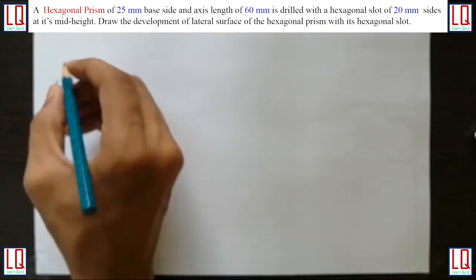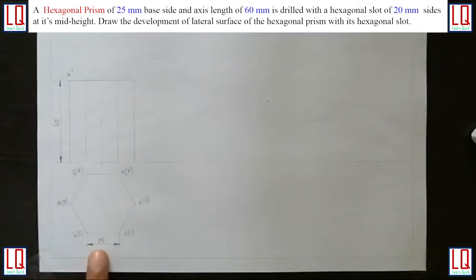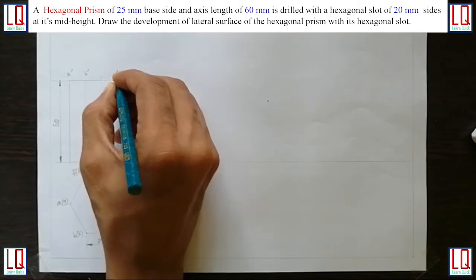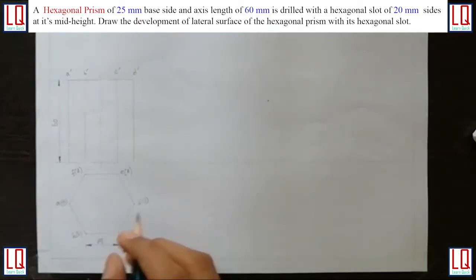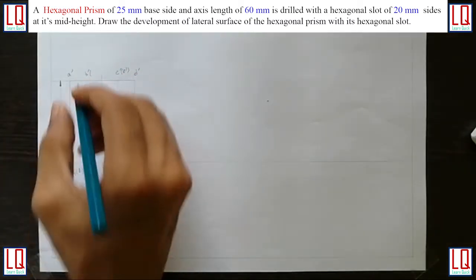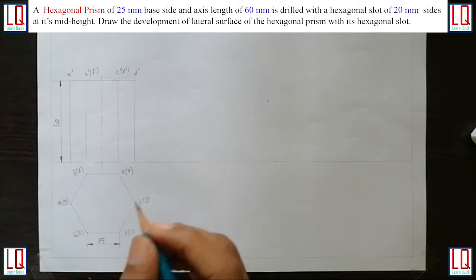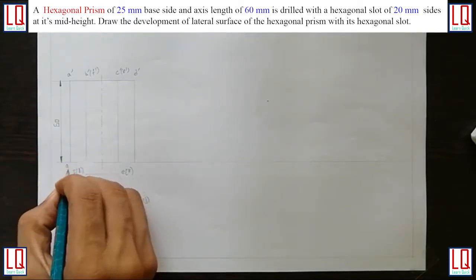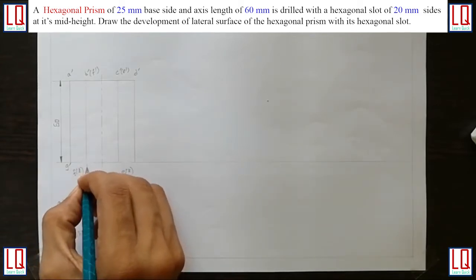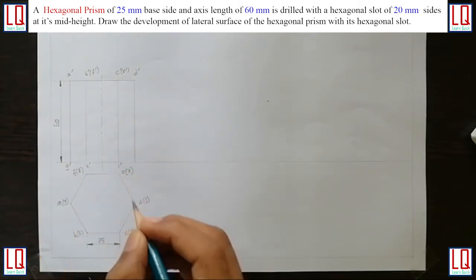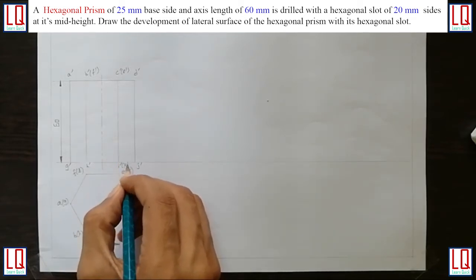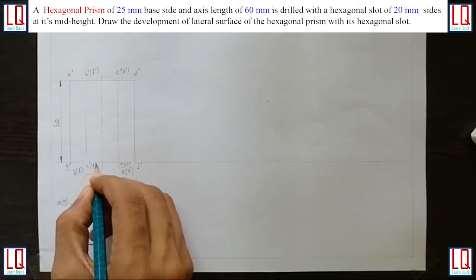For the top hexagon we will mark A dash. When you see from the front view, A, B, C, D are visible, so A dash, B dash, C dash, D dash, and E is not visible, so E dash in brackets and then F dash in brackets. For the base hexagon, G dash. From the front view, G, H, I, J are visible: G dash, H dash, I dash, J dash. K is not visible, so K dash in brackets, and here L dash in brackets.